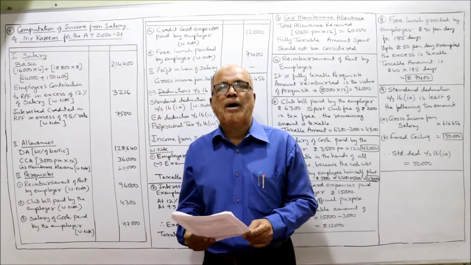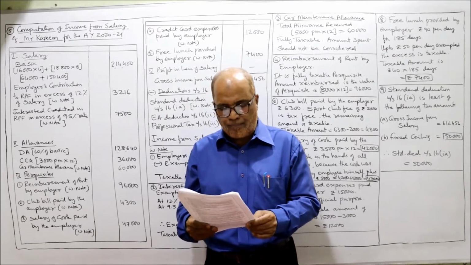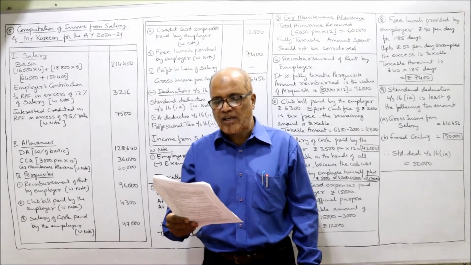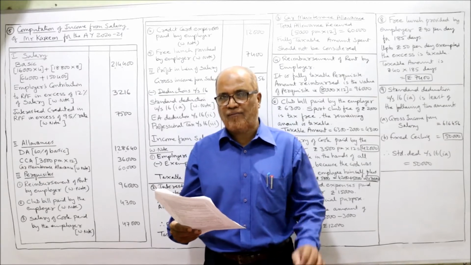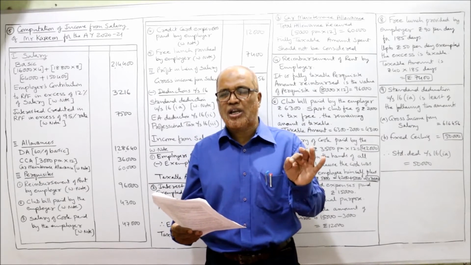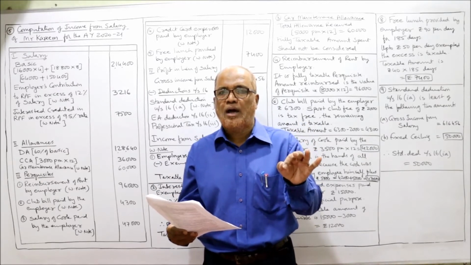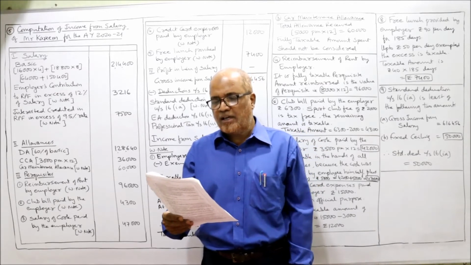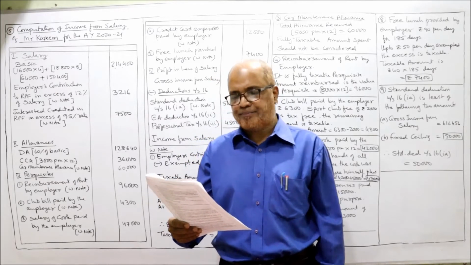Now, fifth problem I am reading out. See, listen carefully. Mr. Karim is working in a limited company at Mumbai. First of all, Mr. Karim is a non-government employee and working in Mumbai. Determine the income from salary for the assessment year 2021.